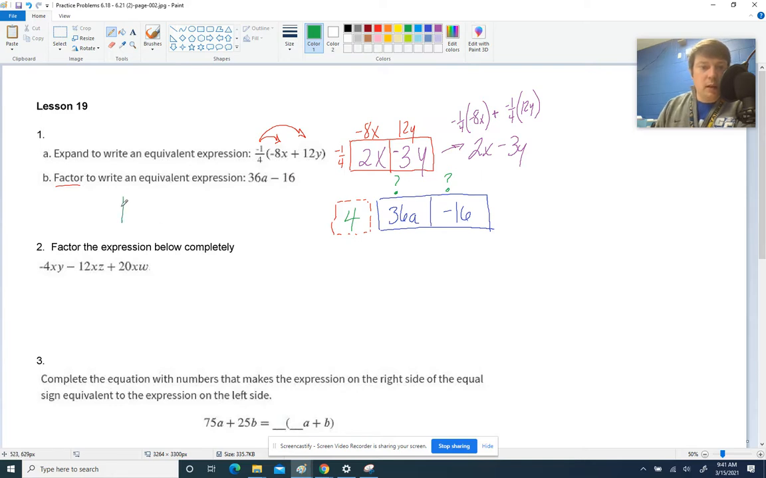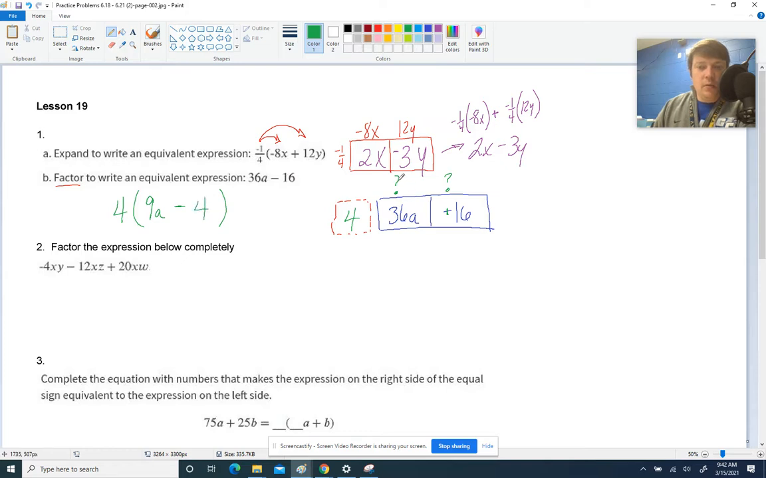So the setup is going to look like this in algebra form: 4 times something. You can have a minus in between, and because the original had a minus in between, we could think of this as a positive 16 if we're going to have the minus in between. 36a split up into 4 equal groups, well, that would be 36 divided by 4, which is 9. So that means we'd have 9a when we divide those. And 16 split up into 4 groups would be simply 4.